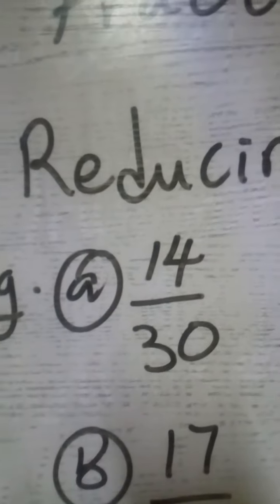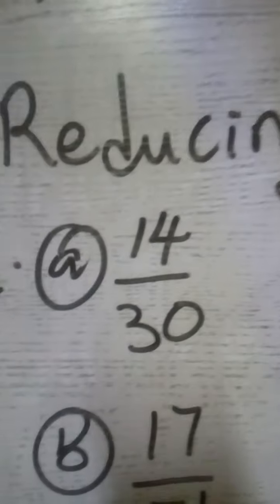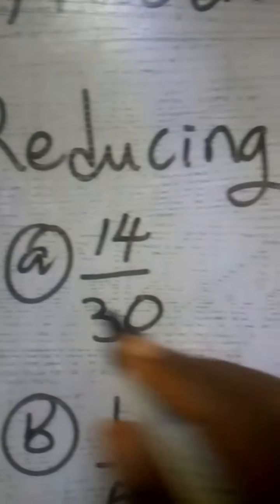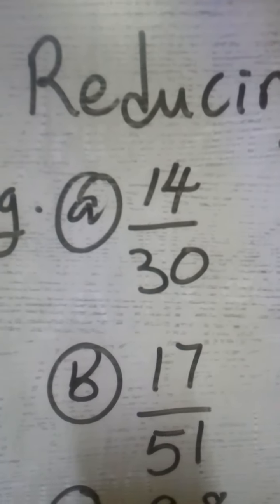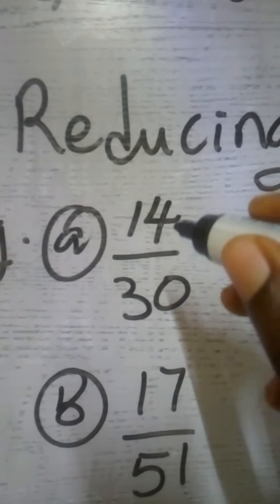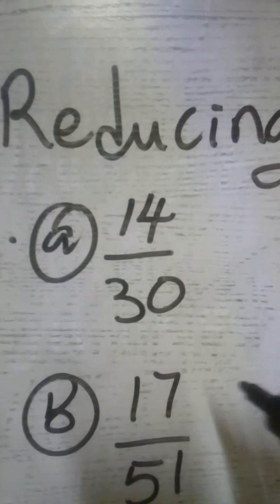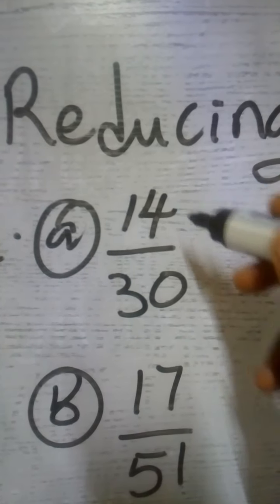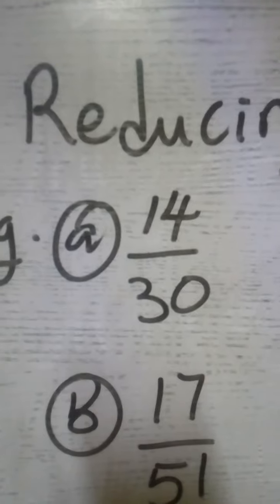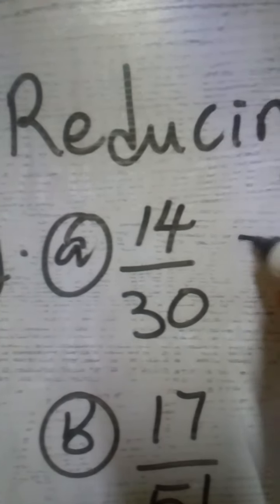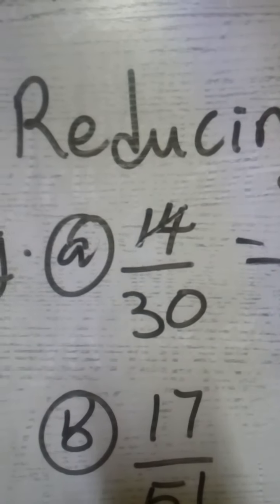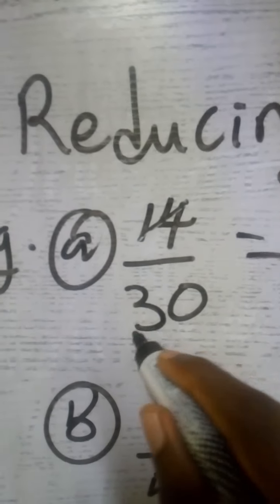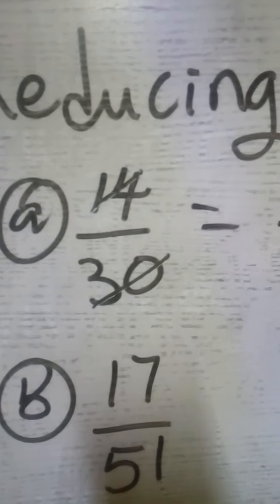Like you're given 14 over 30 to reduce to lowest term. All you have to do is to look at your 14 and look at 30. Consider a number that can divide 14 and that same number will divide 30. If it divides 14 but cannot divide 30, don't use that number. So I'm going to use 2. 2 can divide this, 2 can divide this. So 2 in 14, that gives me 7, and 2 in 30, that gives me 15. Now I have 7 over 15.